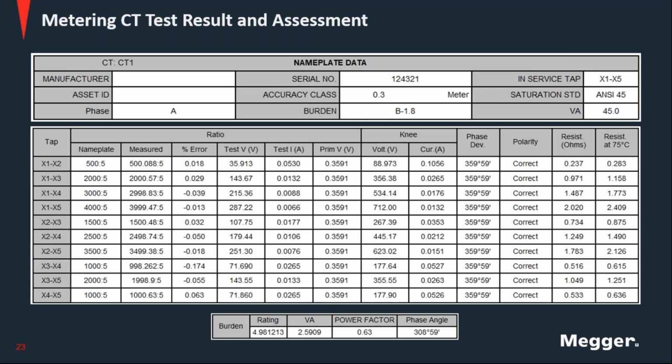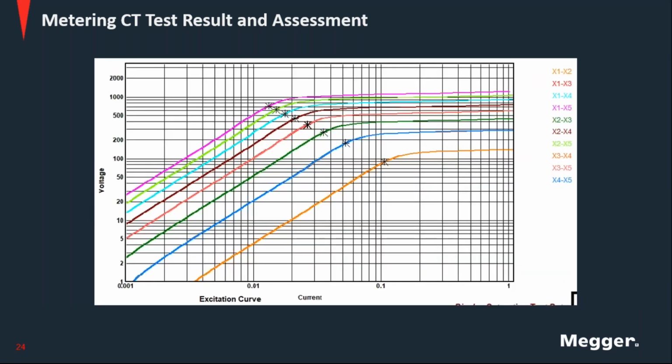Now, from this point on is the assessment. You are using all of this information to evaluate against the standards. This is part of the excitation current, and here we are showing the excitation curve for all of the combinations of the taps, this pink one being the one corresponding to X1, X5. And this is the entire winding. Here we have the knee point, which is where the curve starts saturating, and then you can see that the voltage will not increase anymore, and current will be going to the maximum.